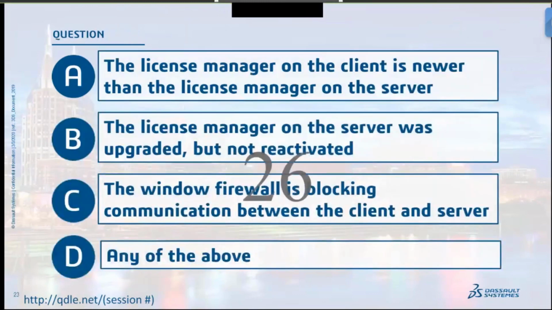All right, could this be A, the license manager on the client is newer than the license manager on the server? B, the license manager on the server was upgraded, but not reactivated. C, a Windows firewall is blocking communication between the client and the server. Or D, any of the above.